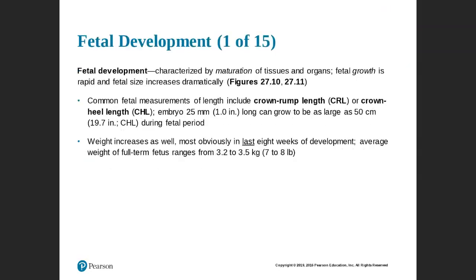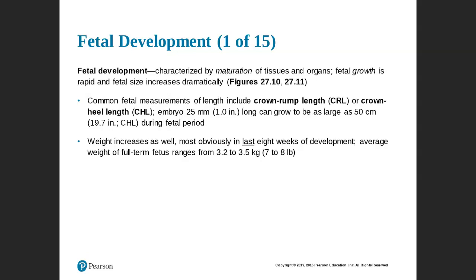So basically, fetal development is the maturation of your tissues and organs. Fetal growth is very rapid, though, and the fetal size will increase dramatically. Okay, a common fetal measurement of length is what we call crown rump length, CRL. An embryo, for example, is about 25 millimeters, 1 inch in length, and it can grow to be as large as 50 centimeters, which is almost 20 inches in length during the fetal period. So you're going from 1 inch to 20 inches. Okay. Weight will also increase, most obviously in the last 2 months of development.